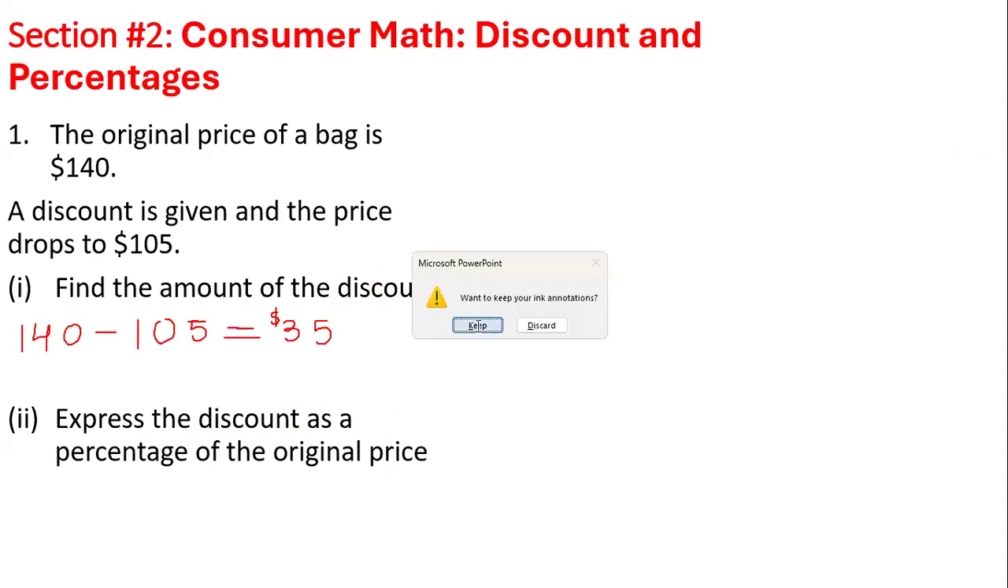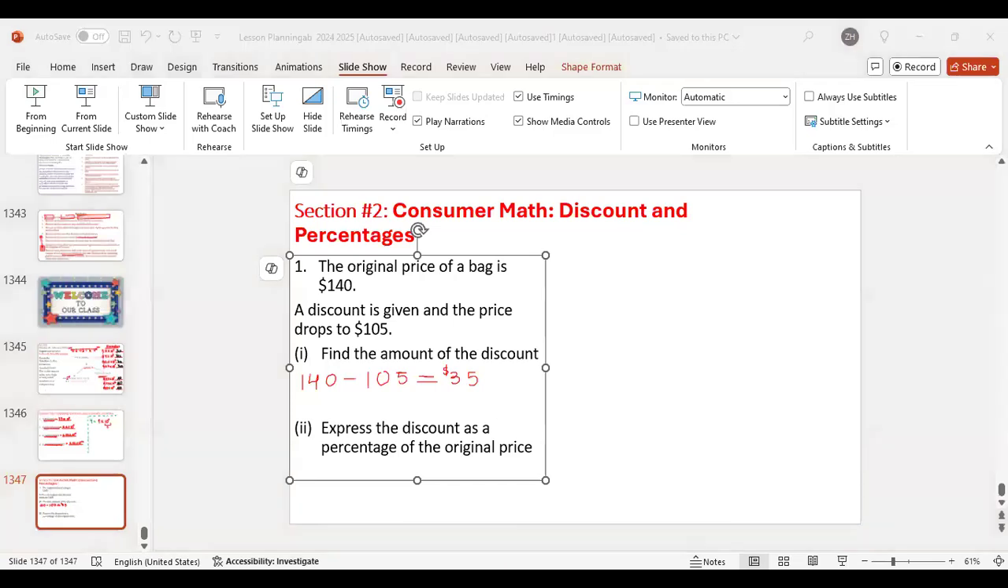What is the correct way to do this? 25%? 35%? Okay, anyone else? 20%? Who's speaking? Arion. Okay, how did you get 20%? It just looked like 20%.